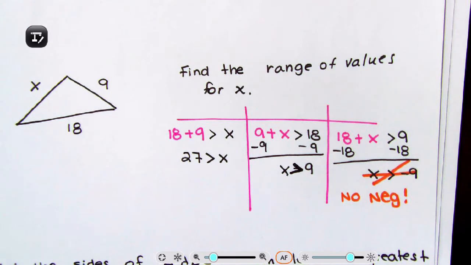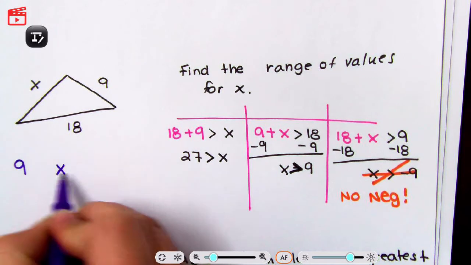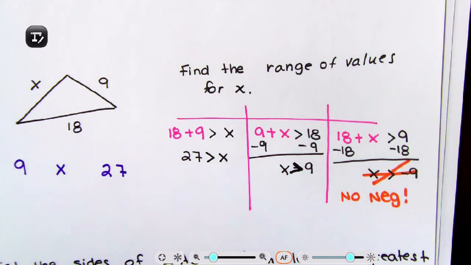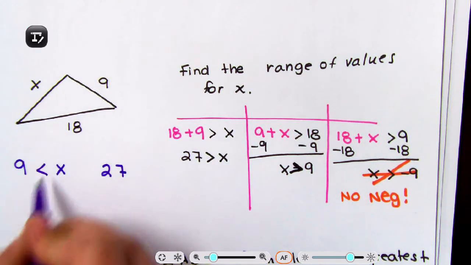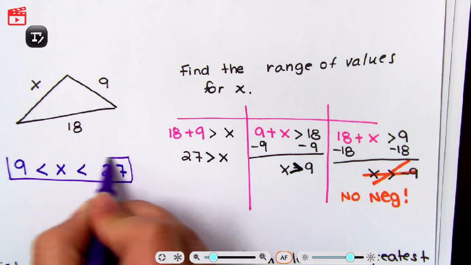And then we're going to write our range. We're going to take the smaller number, which is 9, write x, and write 27. Then we're going to say 9 is smaller than x. However, x is smaller than 27. And this is our range.